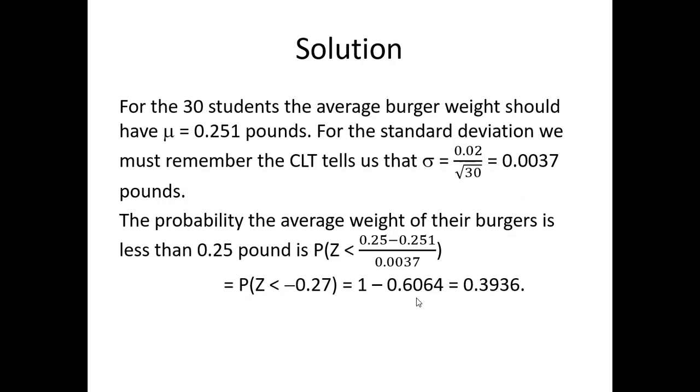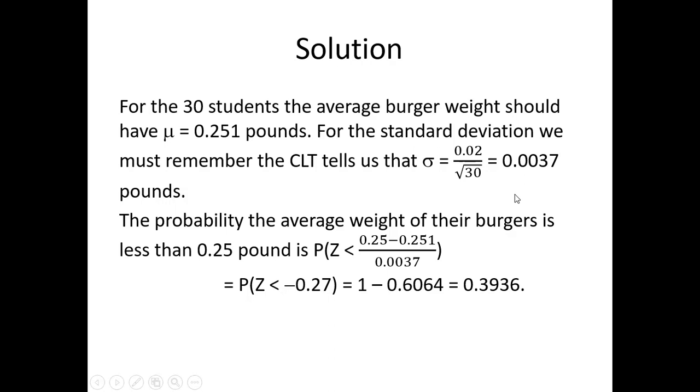For 30 students, the average burger weight should have a mean of 0.251. So here I mean this is the mean of the sample means, 0.251. The standard deviation of the sample mean, okay, well, we have to remember by the central limit theorem that it's the population standard deviation 0.02 divided by the square root of n. So here we divide by the square root of 30. So the standard deviation for the sample means is 0.0037.